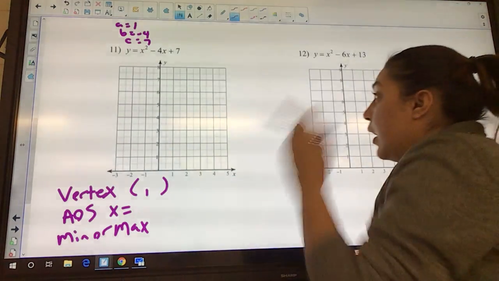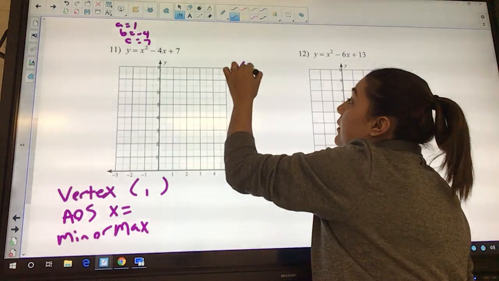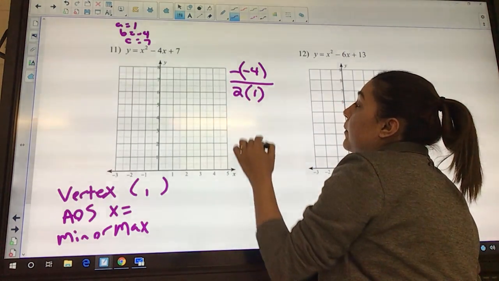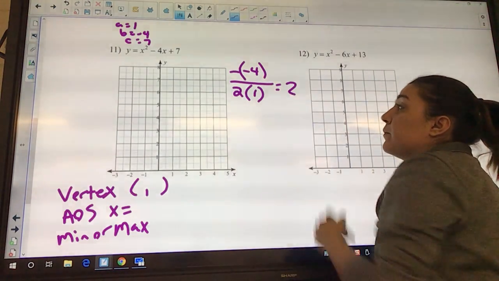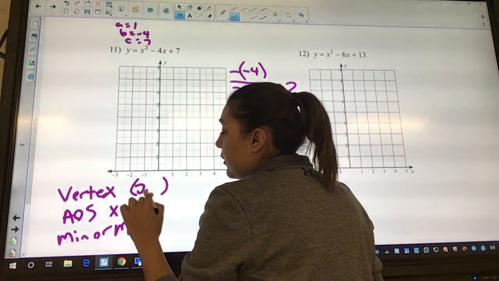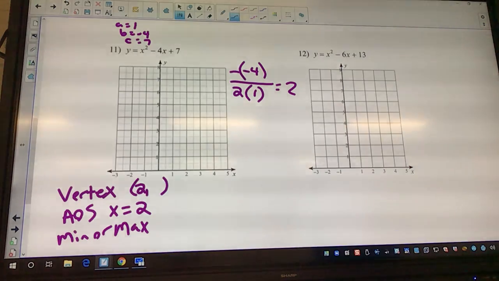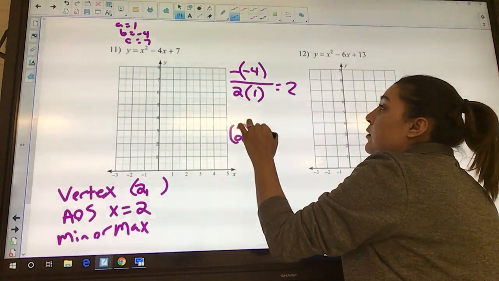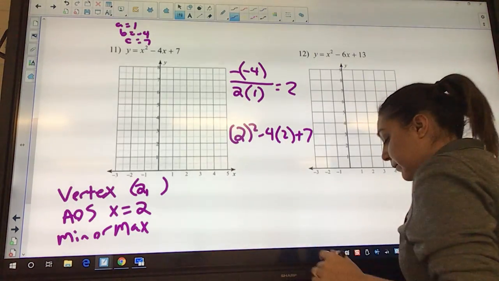Okay, so I need to use that formula, negative B, my B is -4, over 2 times my A is 1. And so for that, I should get 2. I put this 2 here, and that means that this one is 2. Then I'm ready to plug it in. So I'm gonna have 2 squared minus 4 times 2 plus 7.